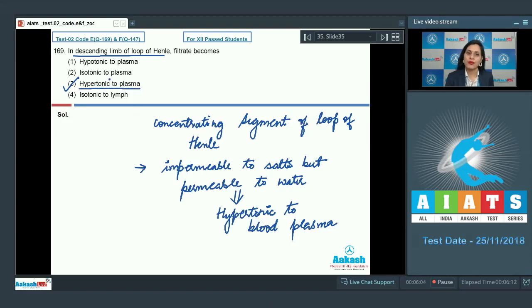Let's discuss other options also. Hypotonic to plasma is incorrect. It will be in the diluting segment of loop of Henle, which is the ascending limb of loop of Henle, where the filtrate becomes hypotonic to plasma. Our second option is isotonic to plasma. This is incorrect with respect to descending limb of loop of Henle, although in PCT the filtrate is isotonic to plasma. And the last option given is isotonic to lymph, and this is also an incorrect option. So the correct answer for this question is option number 3. Let's move on to the next question.